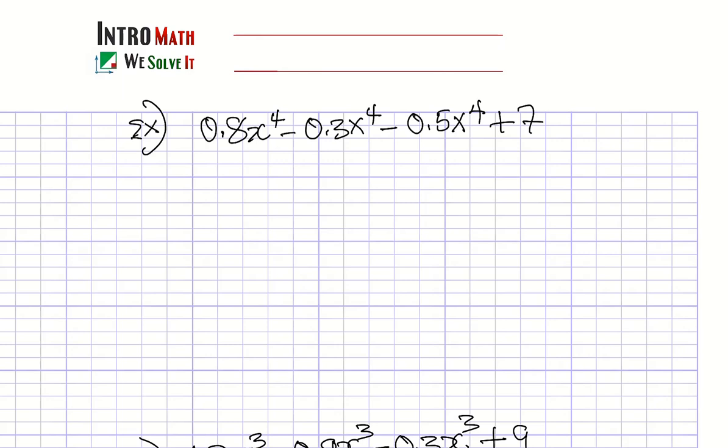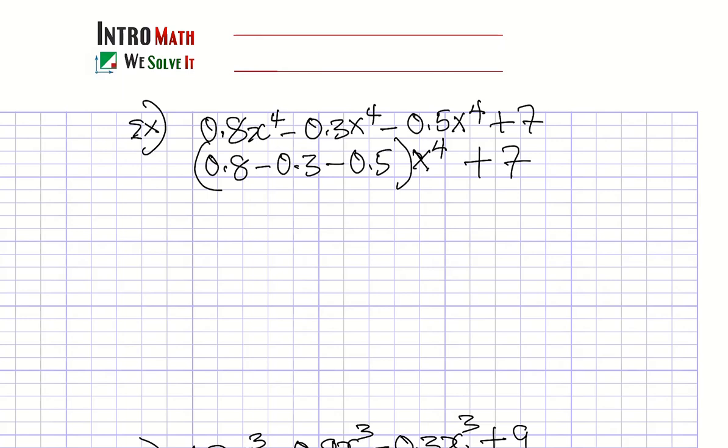So you can do it this way: 0.8, okay, minus 0.3 minus 0.5. All right, and then all that stuff has x with exponent 4, and then you isolate the 7. You see that, right? So you can add this, man. You can add the decimals. It's not that difficult. What do you get? If you add them, let me see.